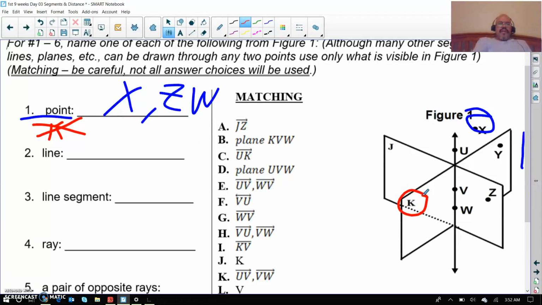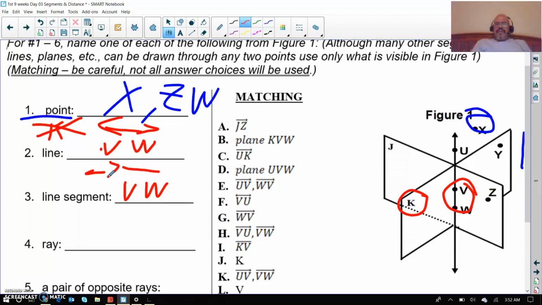Okay, name a line: VW. So you can pick those 2 points to name that line. Line segment, you can go with VW again, but you have to use the symbol for line segment. Ray, you can base it off of this information.